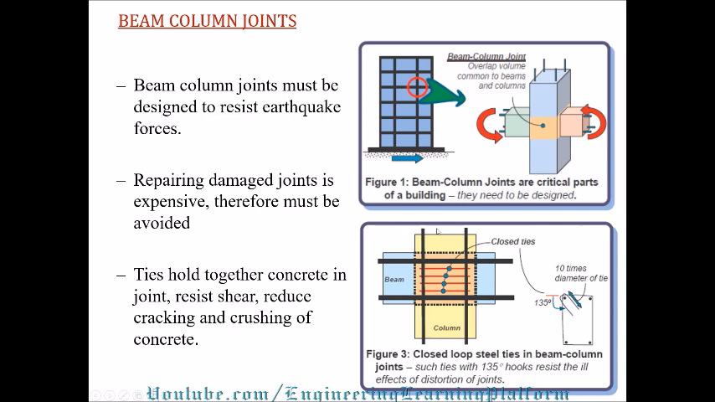At a beam column junction, the ties of the column are continuous while the beam ties are stopped. So this is a common practice. The beam and column joint is an overlap volume common to beam and column, but the column ties are continuous. This is an elevation view. The column ties are continuous while beam ties are stopped at the column.